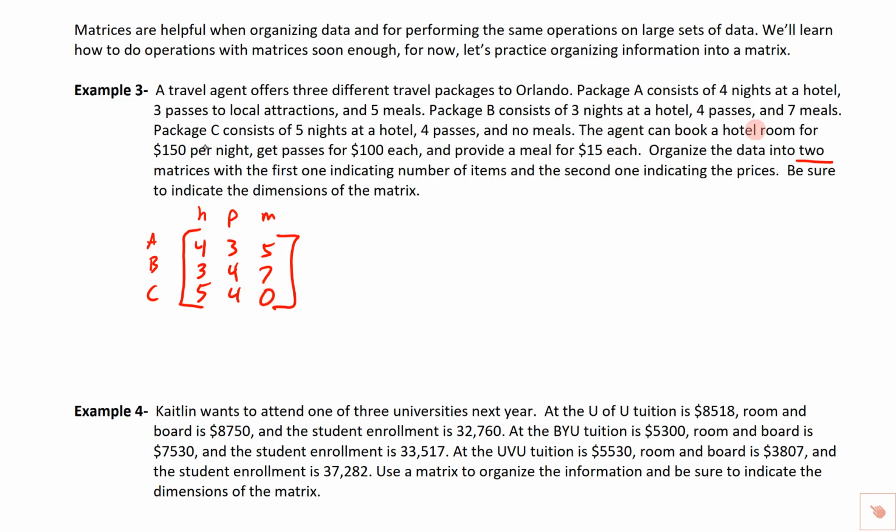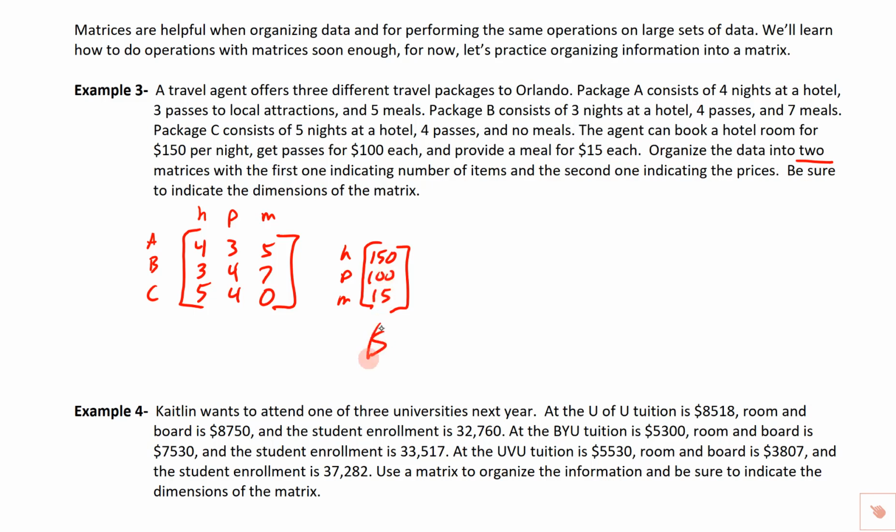Now, it says the agent can book the hotel for $150 a night and the passes for $100 and provide each meal for $15 each. There are a couple different ways that we could do this. I'm going to put this as a column matrix. This is going to be the hotel prices, this is going to be the pass prices, and these are going to be the meals. So this is going to be $150 a night, $100 for the passes, which I hear things are crazy at Disney World, really expensive to go there, and then $15 for each meal.